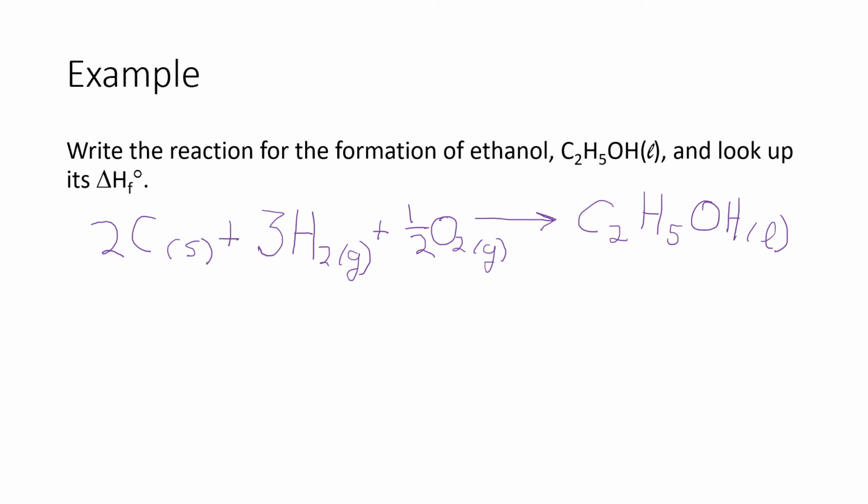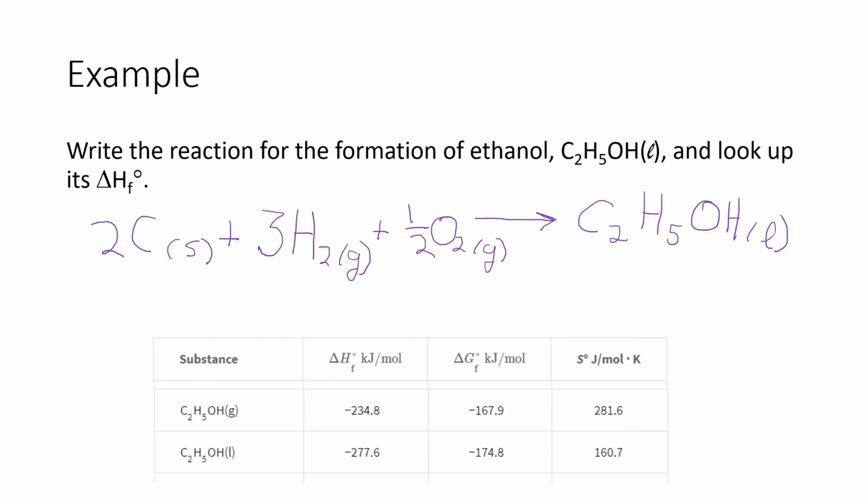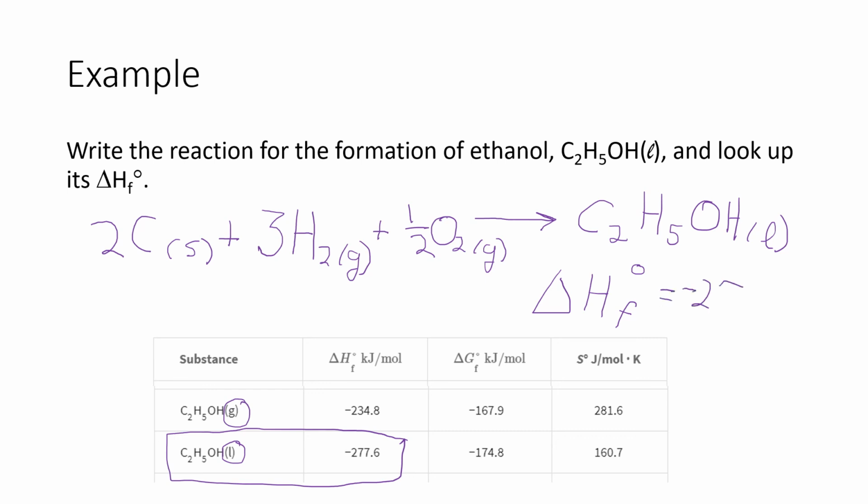To find its enthalpy of formation, we'll go and take a look at the table in Appendix 2 of our textbook. And notice that ethanol appears twice. It is listed both as a liquid and as a gas. So the value that we want to pull is the one in its liquid state. And so the delta H for this reaction represents the delta H of formation at standard conditions, which is going to be a negative 277.6 in units of kilojoules per mole.